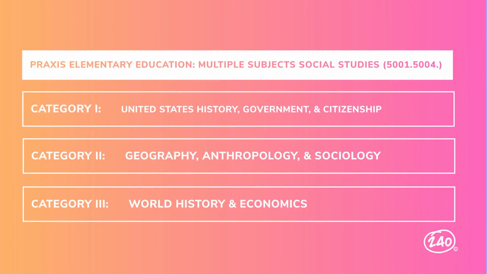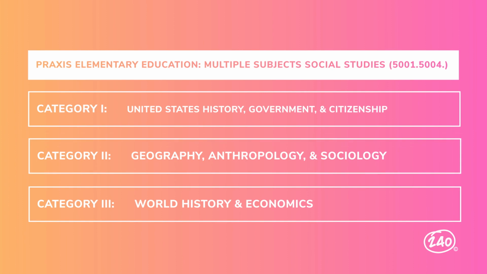And you gotta know which is which, along with the effects of the system. All right, let's get into our next category. Category 2 is worth 30% of your exam. This means that there are around 18 questions that cover geography, anthropology, and sociology.